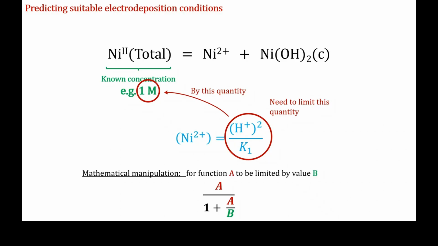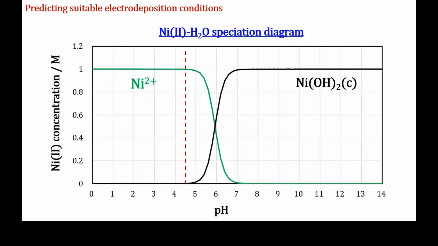So once you've done that, you get a nice plot of nickel concentration as a function of pH, where you can see that up until pH 6 or so, you have nickel 2 plus as the predominant species in solution, and subsequently it becomes nickel hydroxide.